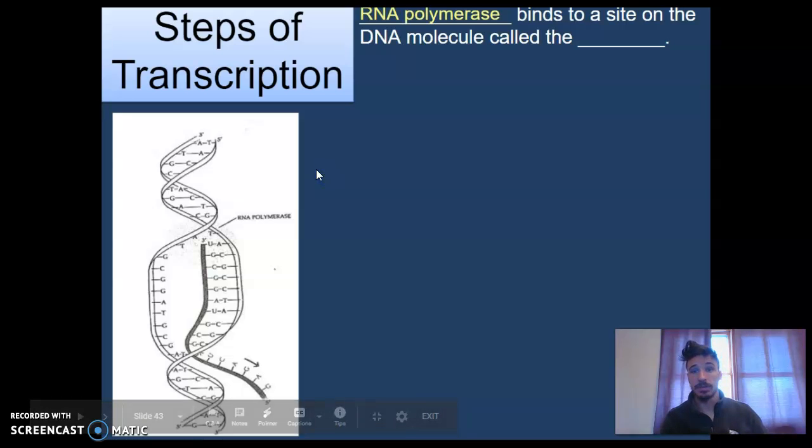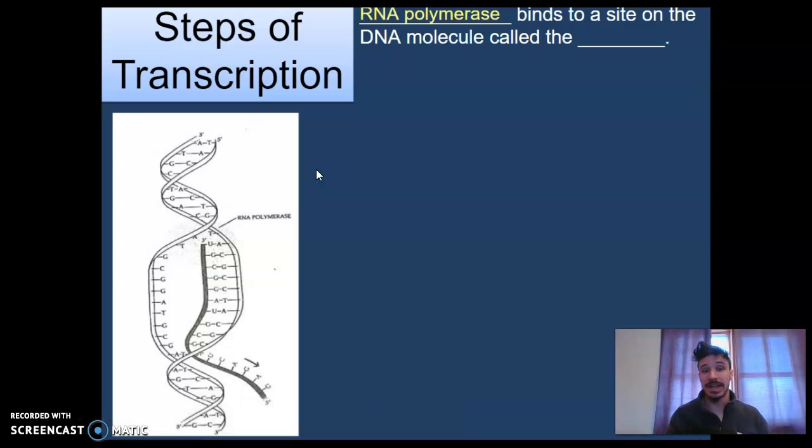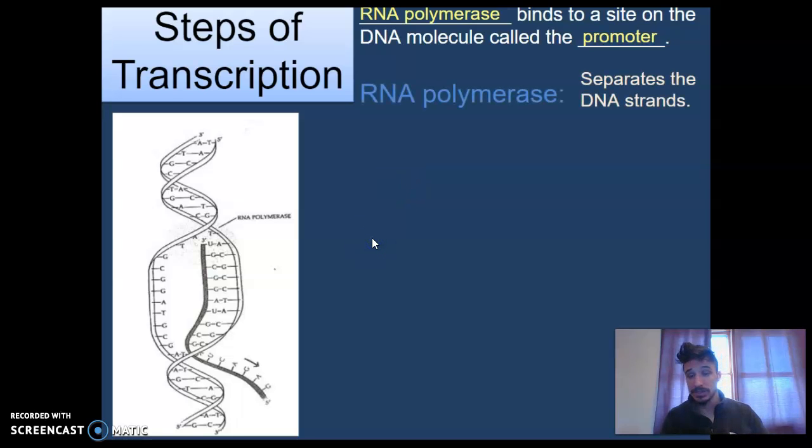So, RNA polymerase binds to the site on a DNA molecule called the promoter. This is where the gene starts. So RNA polymerase binds where a gene starts. RNA polymerase separates the two strands of DNA, meaning it has its own helicase activity, right? Remember, helicase was that individual enzyme that would unwind DNA for copying. Well, RNA polymerase can do that all on its own.